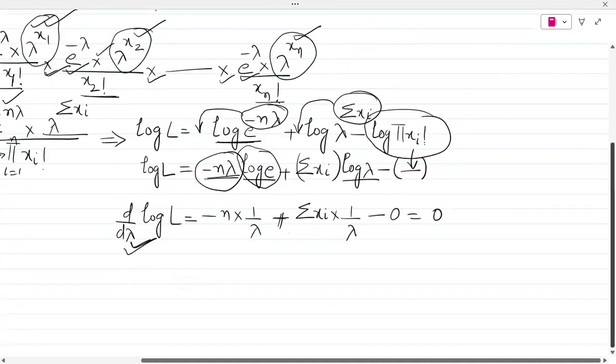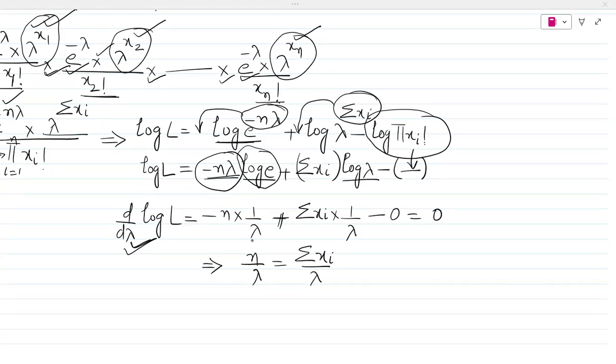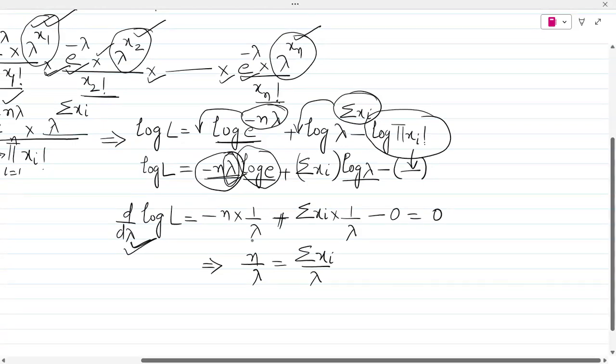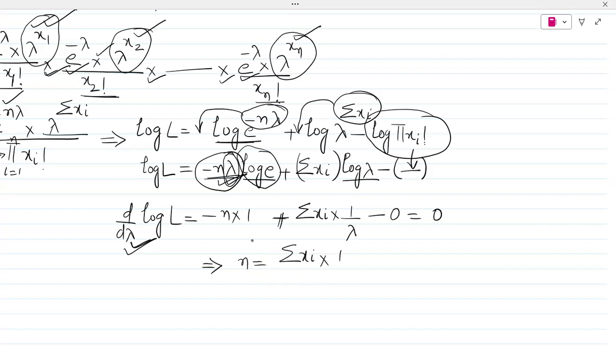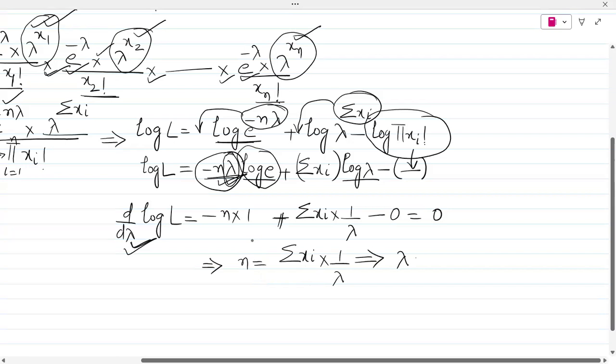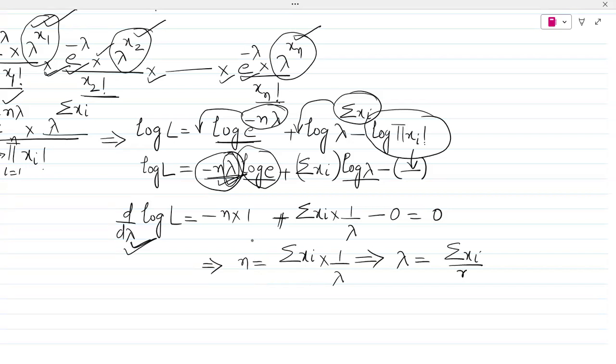Actually, I made a mistake. The derivative of n lambda with respect to lambda is n, so it should be minus n into 1. And now this is summation xi into 1 by lambda. So n equals summation xi by lambda, and lambda is summation xi upon n.